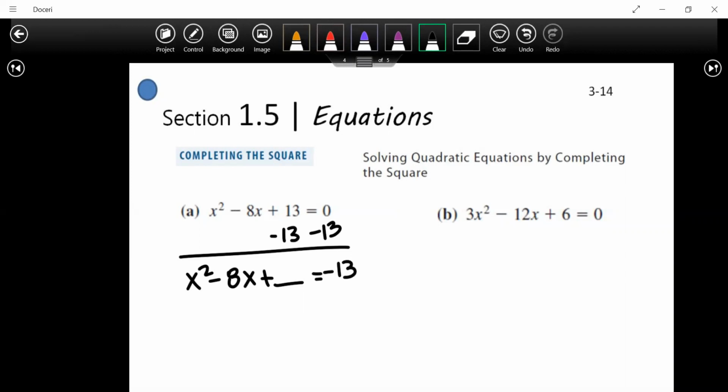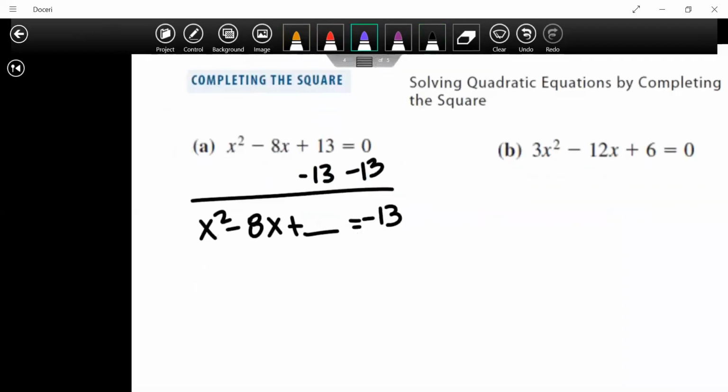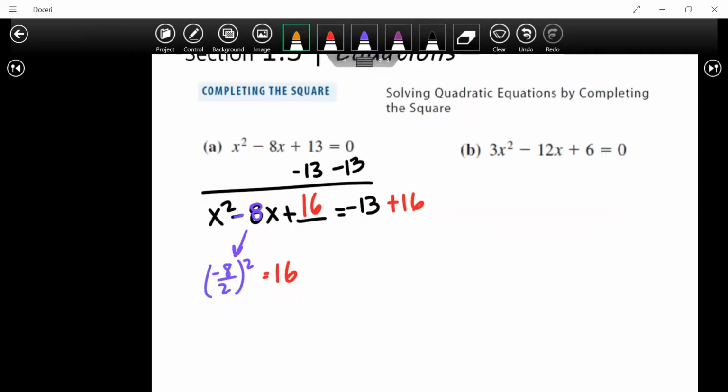Completing the square term for this, I want to take my negative 8, which is my b in this equation, divide it by 2, and square it. Take that divided by 2, we're going to get negative 4. Negative 4 squared is 16. What we do to one side, we have to do to both sides. So plus 16 to one side, plus 16 to the other. And we want to reduce out to get a completed square. So I'm just going to get x minus 4 squared is equal to 3.